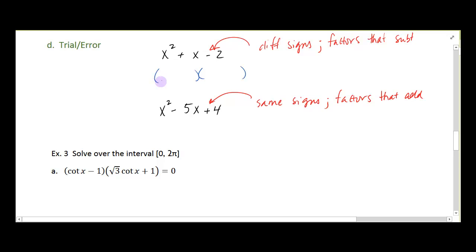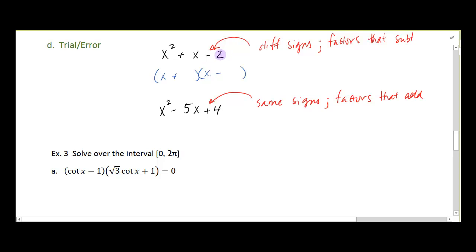So I start by writing just a set of parentheses here. I know that this first term has to break up into the first slot here, and it can only be an x and an x. So it's the first slot of both of these parentheses. Now, just reading the signs here, if the last sign is a negative, then I know that I have to have opposite signs in the parentheses. The other thing I know from this minus sign is I'm looking for the factors of 2 that subtract to give me 1. So this sign even looks like a subtraction sign, and that tells me how to do this.